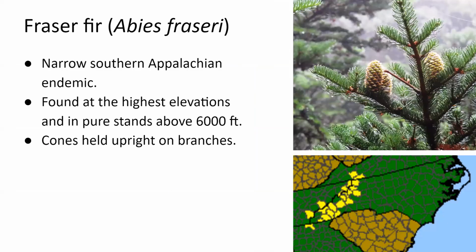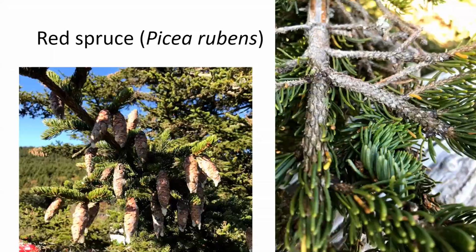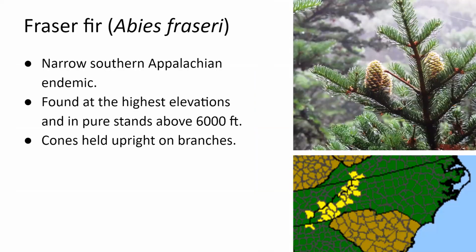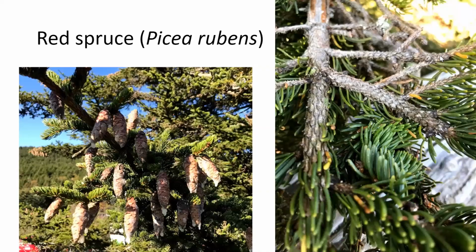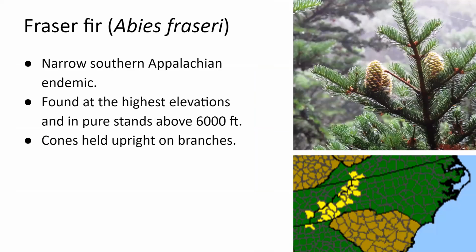Looking at Fraser fir, Abies fraseri, you can see the cones perch on tops of the branches. So that's a major difference in telling those two species apart. You can get the hang of identifying them at a distance, but for now, they can look fairly similar when they're side by side.